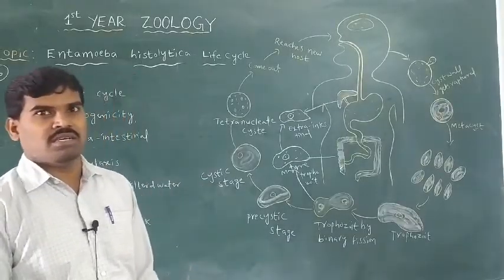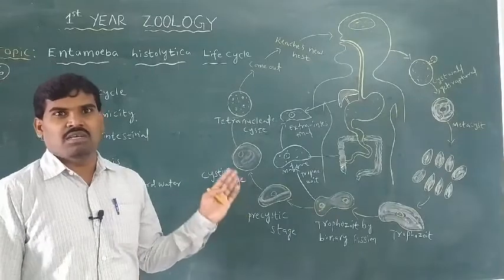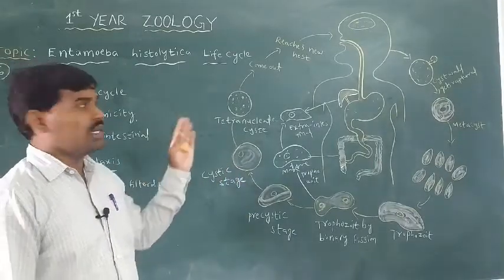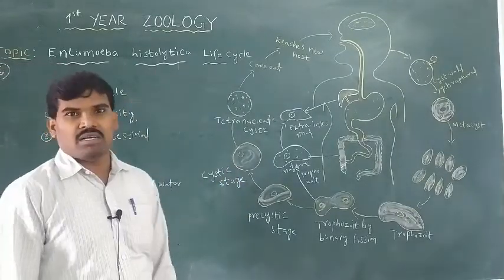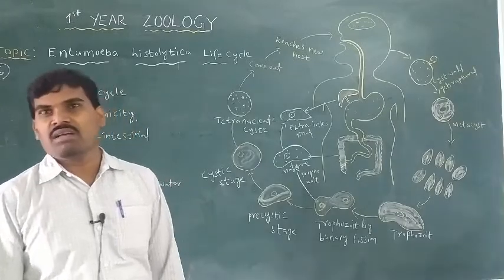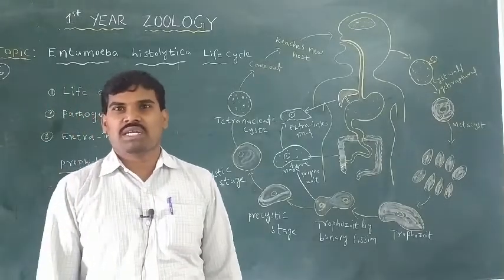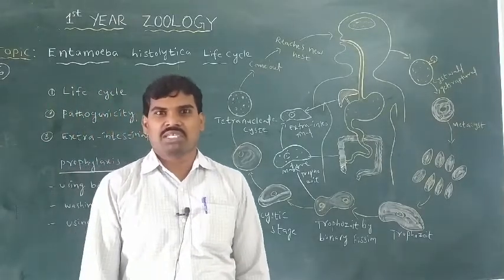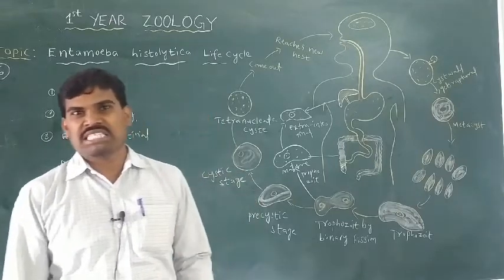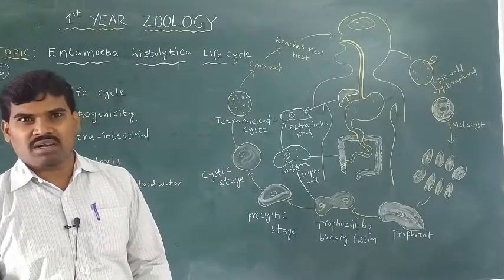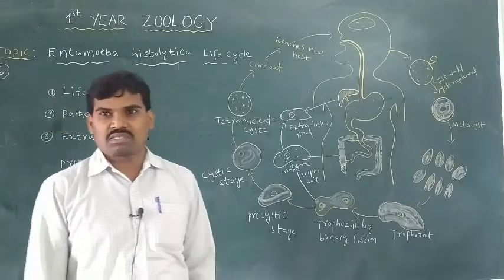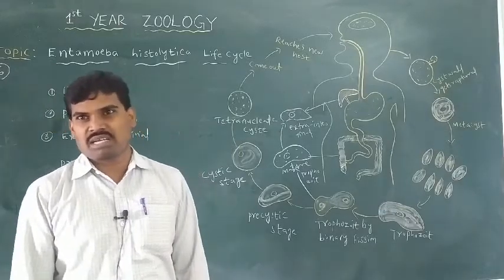Okay, students, the last class continuations. First of all, last class Entamoeba histolytica. What is Entamoeba histolytica? Where does it live? How many distinct stages does Entamoeba histolytica have? Which type of disease does it cause?